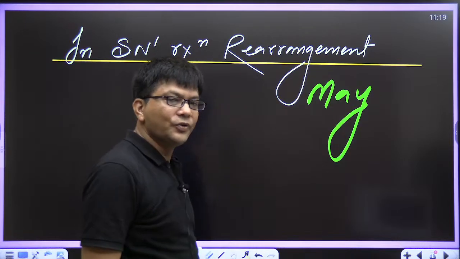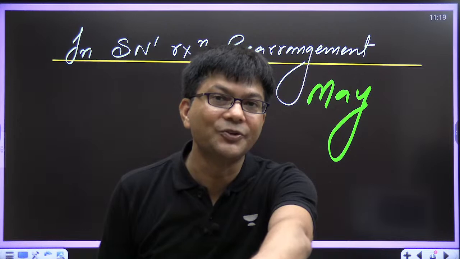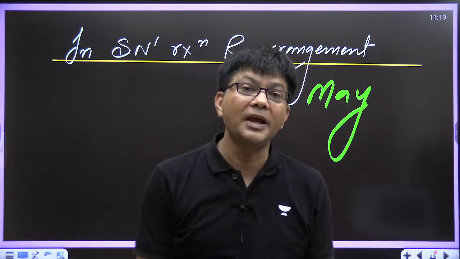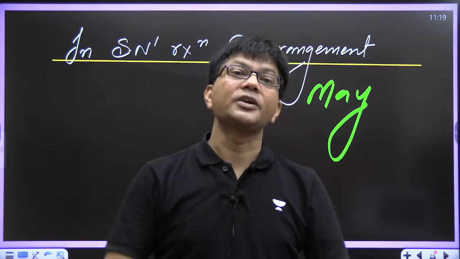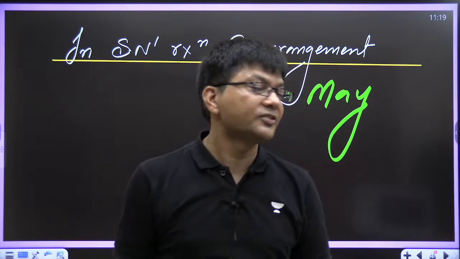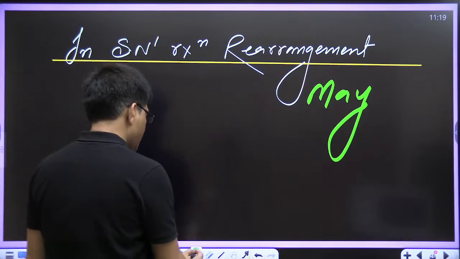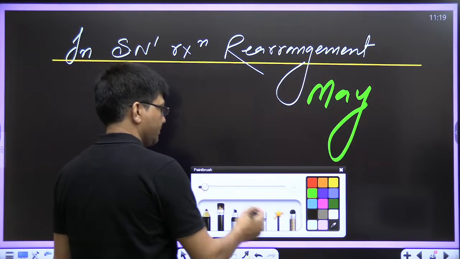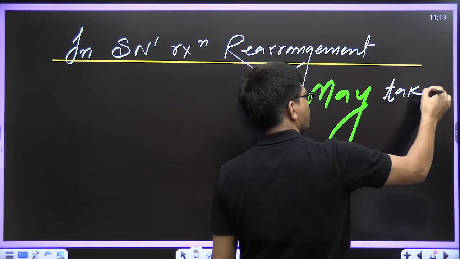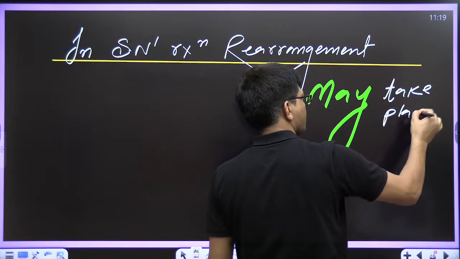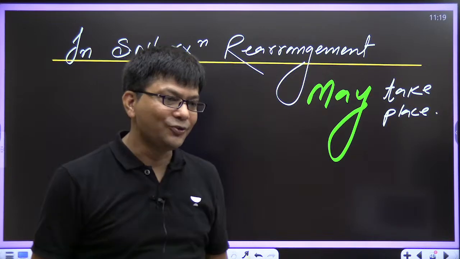Kids, this is a very confusing word, may. May I come in, sir? In the class we were using it without knowing the meaning. May means it can take place or cannot take place. It's not necessary that in SN1 reaction rearrangement takes place. May take place. Remember, it's not April, May, June, July.